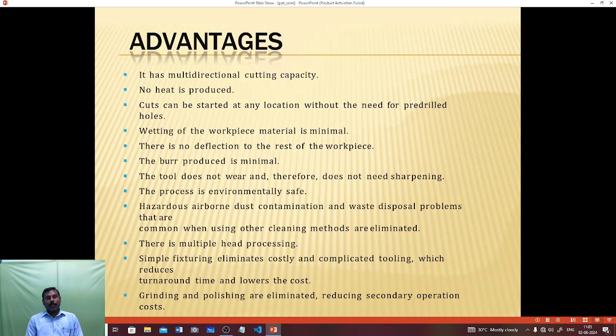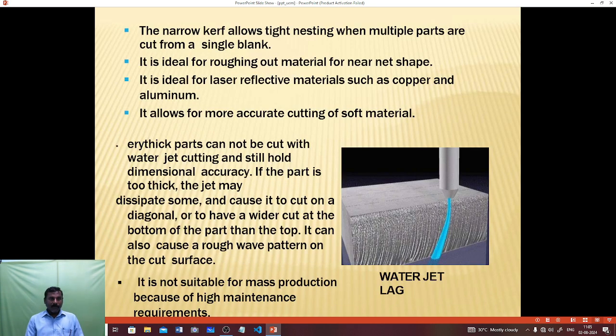There is no deflection to the rest of the workpiece. The tool does not wear and therefore does not need sharpening. The process is environmentally safe. There is multiple head processing. Simple fixturing eliminates costly and complicated tooling. Grinding and polishing are reduced, reducing secondary operations cost. It is ideal for roughing out material to near net shape.